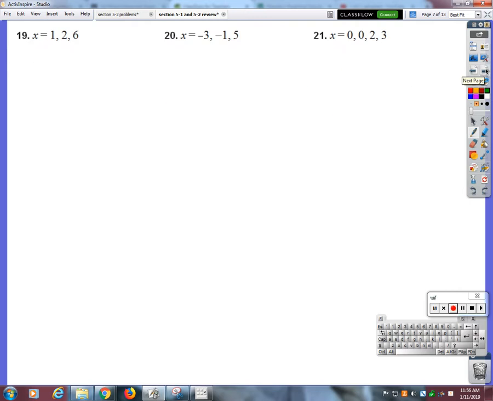Okay, so I'm not going to go through 19 through 21. You want to look at 21? Because of 0, you just put x. So this one would be x squared times x minus 2 times x minus 3.